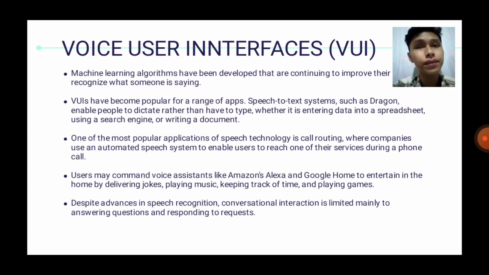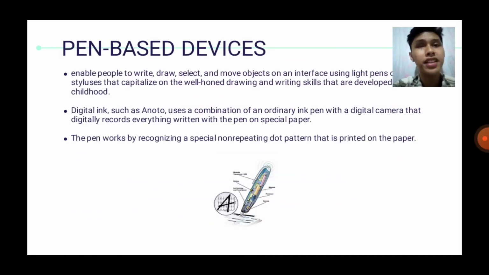Next, pen-based devices. Pen-based devices enable people to write, draw, select, and move objects on an interface using light pens or styluses that capitalize on well-honed drawing and writing skills developed in childhood. Second, digital ink such as Anoto uses a combination of an ordinary ink pen with a digital camera that digitally records everything written with the pen on special paper. And last, the pen works by recognizing a special non-repeating dot pattern that is printed on the paper.